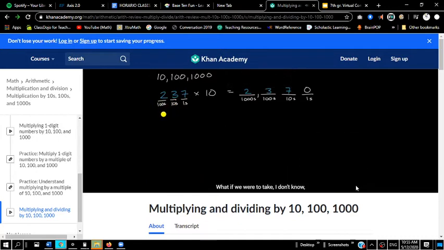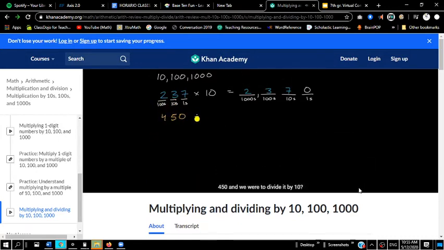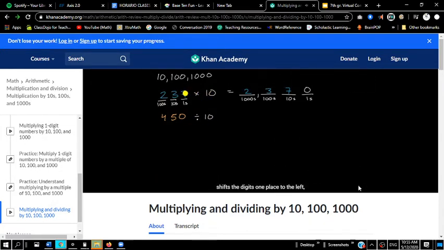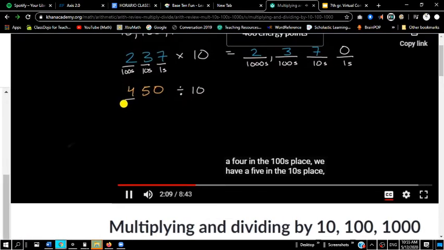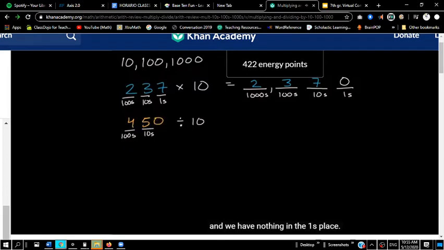We were to take, I don't know, 450, and we were to divide it by 10. Well, you could imagine if multiplying by 10 shifts the digits one place to the left, then dividing by 10 is going to shift the digits one place to the right. And so we have a 4 in the hundreds place, we have a 5 in the tens place, and we have nothing in the ones place.